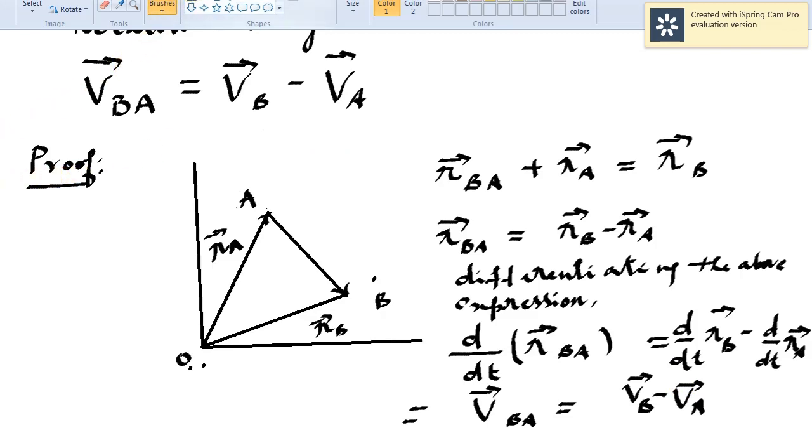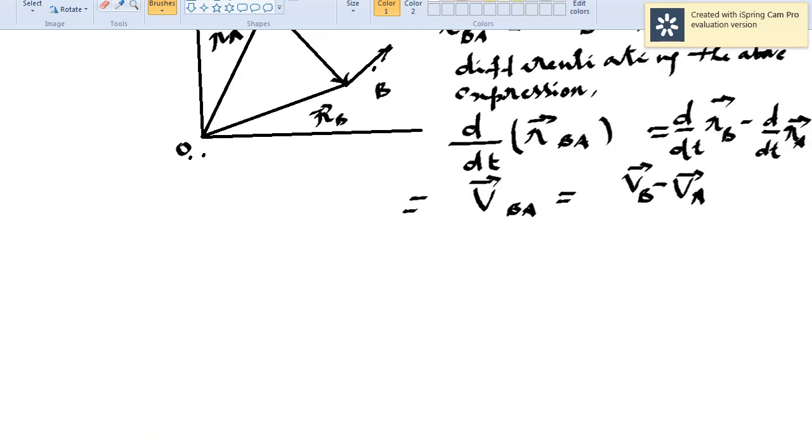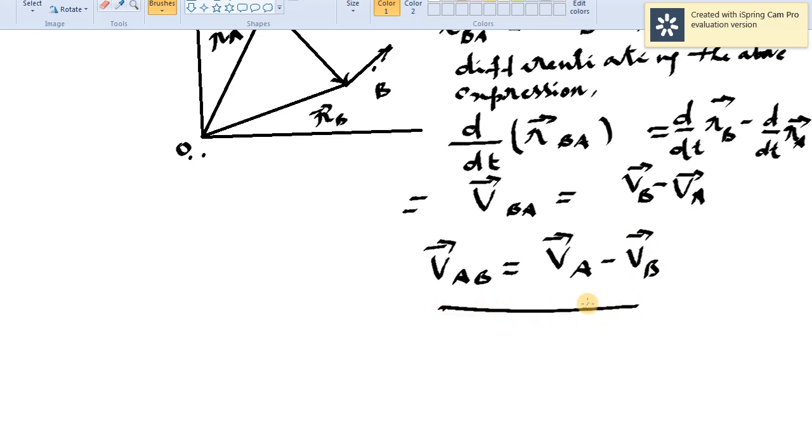Remember here, velocity of A could be in any direction, it does not matter. So, as long as we are taking position vector, it should not matter for us. So, this is velocity of A and velocity of B. Therefore, velocity of B with respect to A is given by velocity of B minus velocity of A. Similarly, we can write velocity of A with respect to B is equal to velocity of A minus velocity of B, and hence the proof. This is how it can be assumed to be true.